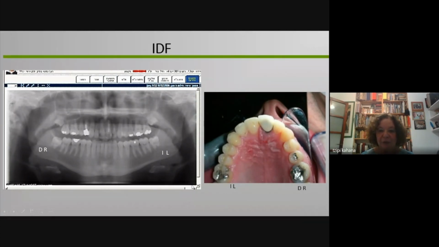And it's very important to remember that when you're looking at photographs of dentitions, make sure to ask: is this taken directly or with a mirror?